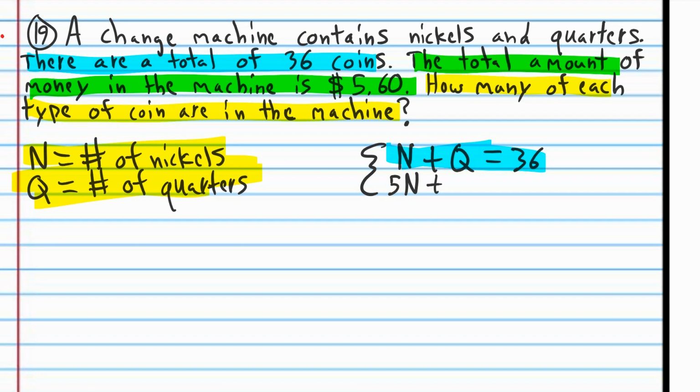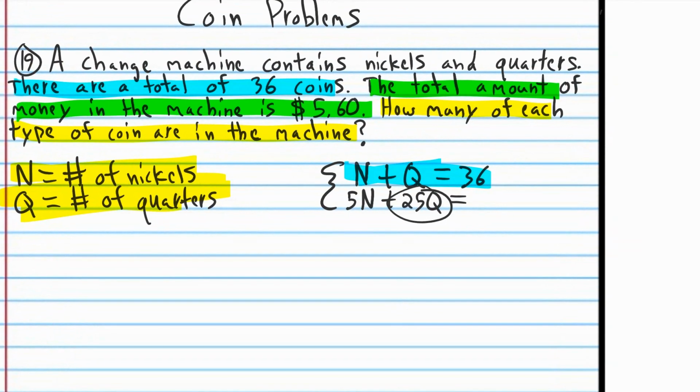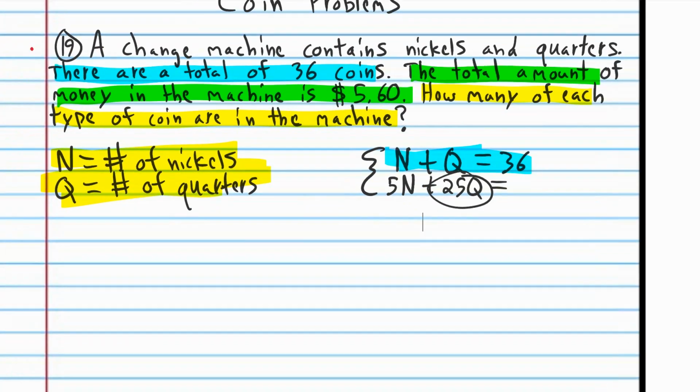So this problem is very similar to a previous problem that we did. And 25 cents for each quarter, so we take 25 cents and times it by the number of quarters, and we get the amount of money from the quarters. And you add up all that money, the money from the nickels and from the quarters.